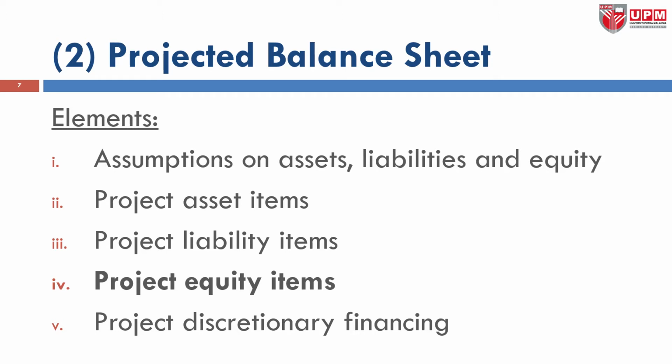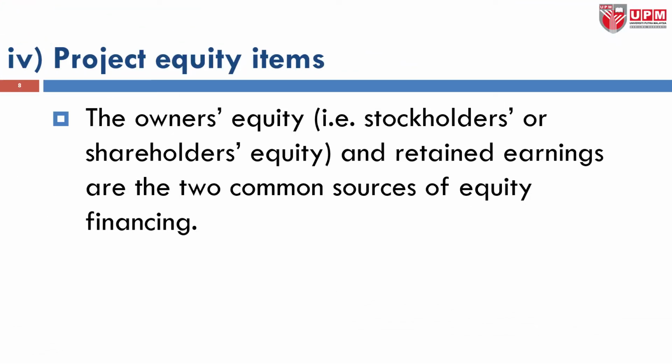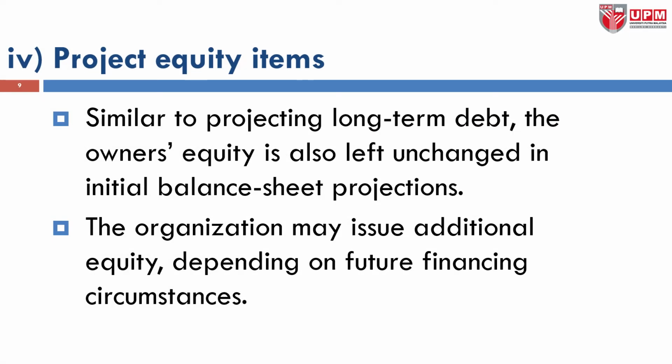Let's move on to the fourth element of the projected balance sheet, which is projected equity items. The owner's equity, in terms of the stakeholders' or the stockholders' equity, and retained earnings are the two common sources of equity financing. Similar to projecting long-term debt, the owner's equity is also left unchanged in the initial balance sheet projections. The organization may issue additional equity depending on future financing circumstances.